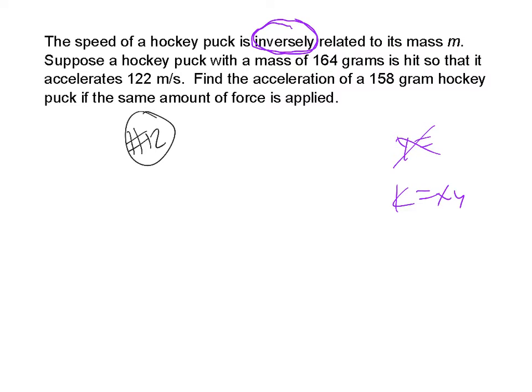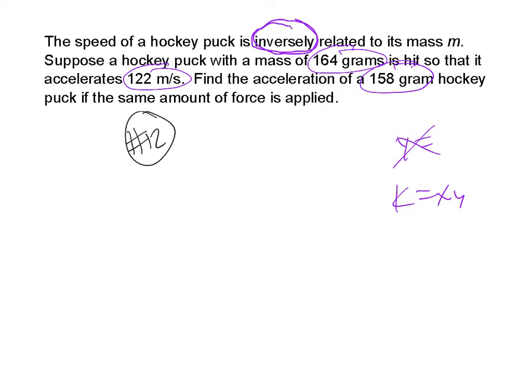It says suppose a hockey puck with a mass of 164 grams is hit so that it accelerates at this speed. Find the acceleration of a 158-gram hockey puck if the same amount of force is applied. In other words, if you've got a really heavy hockey puck, you can't hit it very fast, right?